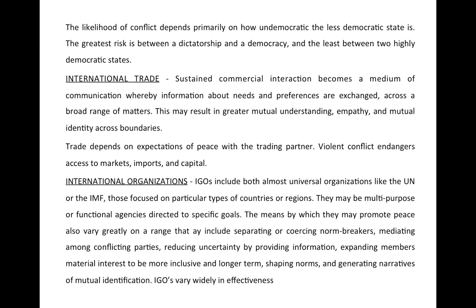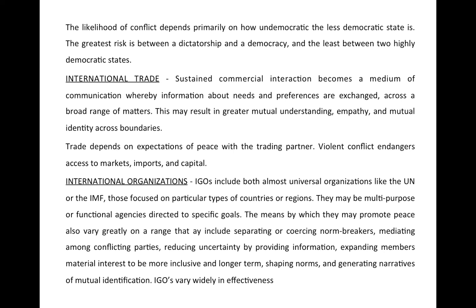International trade. Sustained commercial interaction becomes a medium of communication whereby information about needs and preferences is exchanged across a broad range of matters. This may result in greater mutual understanding, empathy, and mutual identity across boundaries. Trade depends on expectations of peace with the trading partner. Violent conflict endangers access to markets, imports, and capital. Now, the larger the contribution of trade between two countries to their national economies, the stronger the political base that has an interest in preserving peaceful relations between them.